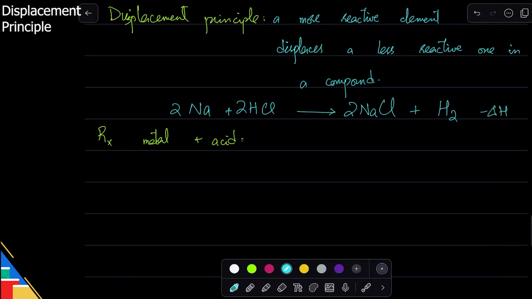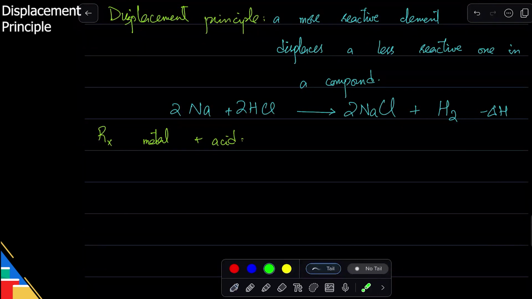So there are two ways to identify whether one metal is more reactive or less reactive using the displacement principle. You can measure the change in heat because exothermic reaction होते हैं सारे displacement वाले. So you can figure out which metal increases the heat released. The one that is more reactive will give us more energy. The one that is less reactive will give us less energy.